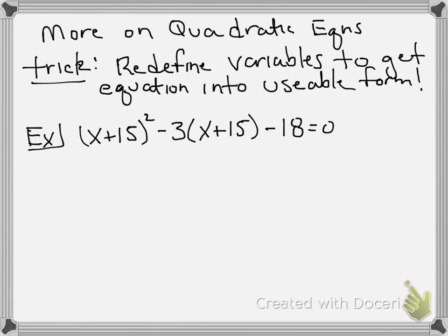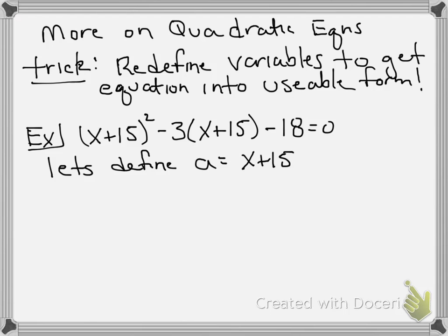Here we've got this fairly complicated looking equation: x plus 15 squared minus 3 times x plus 15 minus 18 equals 0. Well, what we notice is we've got this x plus 15 here and this x plus 15 squared here. So let's choose a new variable, a, that is equal to x plus 15. We can redefine a new variable anytime we'd like, so long as we're consistent.